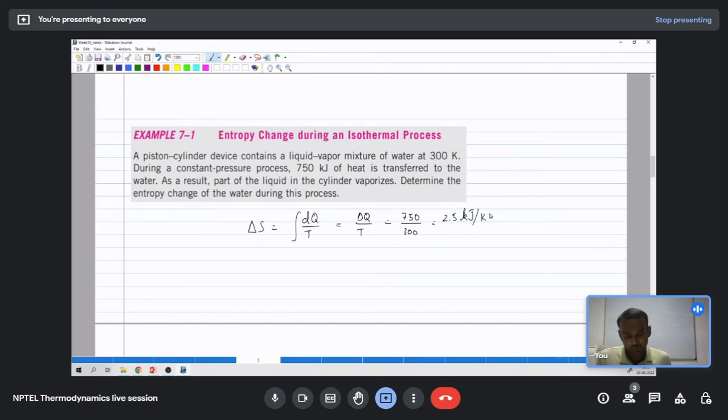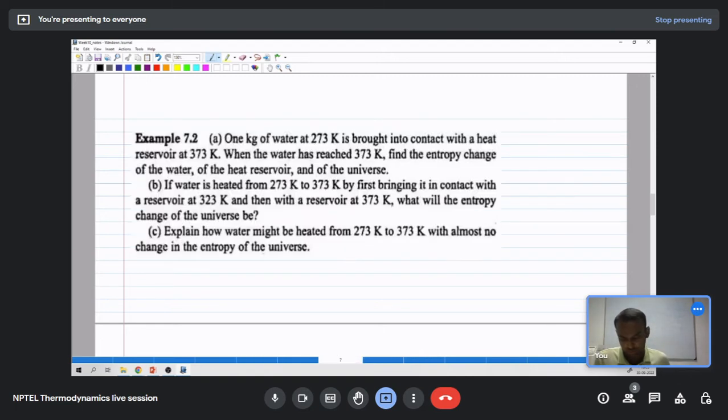So this is the entropy change of the system during the process. Now in the next problem, we have 1 kg of water at 273 Kelvin which is brought into contact with the heat reservoir at 373 Kelvin. When the water has reached 373 Kelvin, find the entropy change of the water, of the heat reservoir and of the universe.